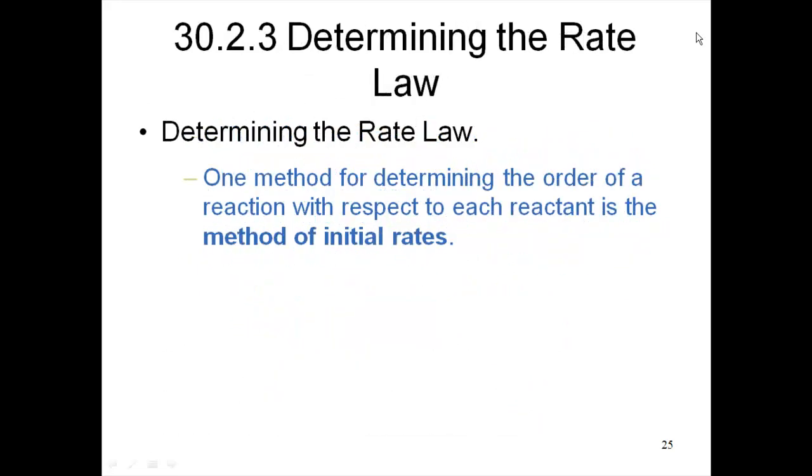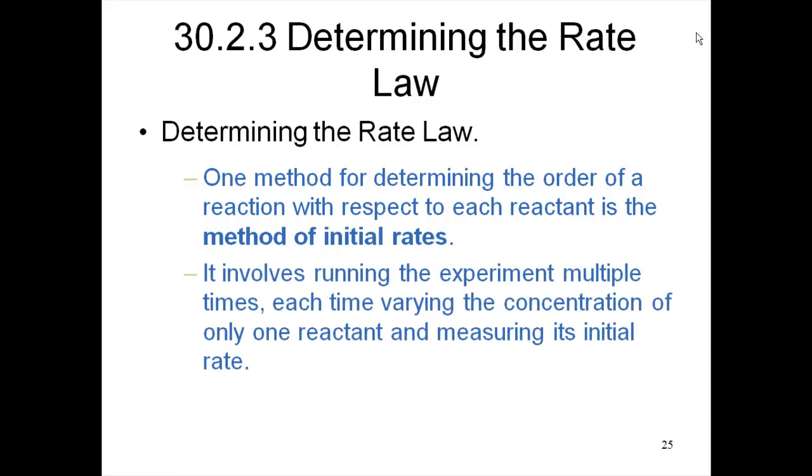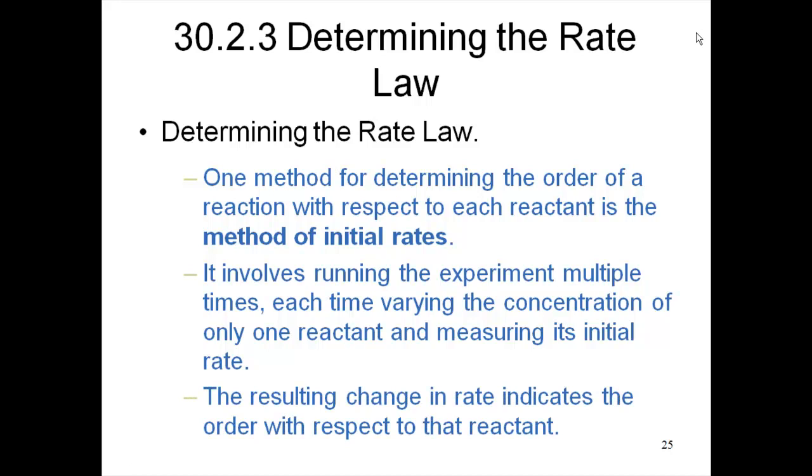Determining the rate law. One method for determining the order of a reaction with respect to each reactant is the method of initial rates. It involves running experiments multiple times, each time varying the concentration of only one reactant and measuring the rate. We run the experiment, hold something constant, and change something, so we know whatever we change is affecting the rate. The resulting change in rate indicates the order with respect to that reactant.